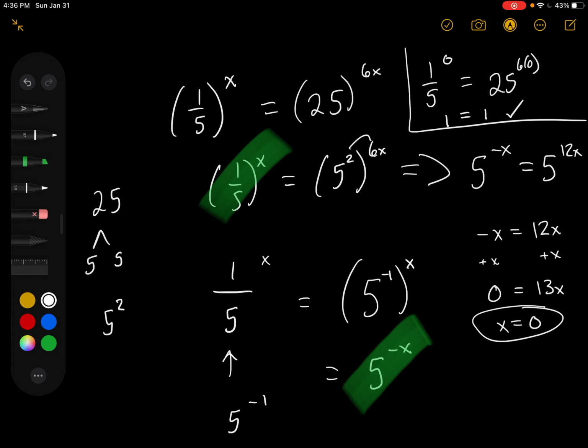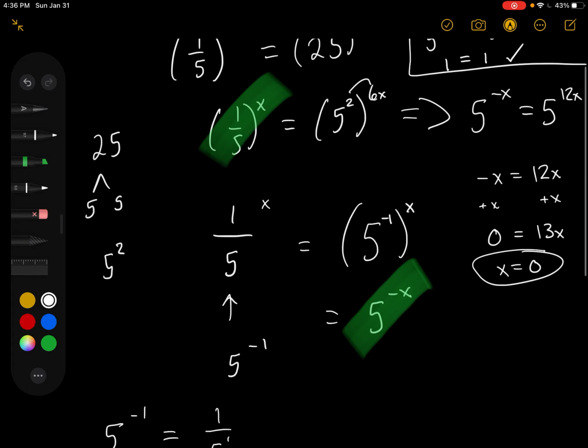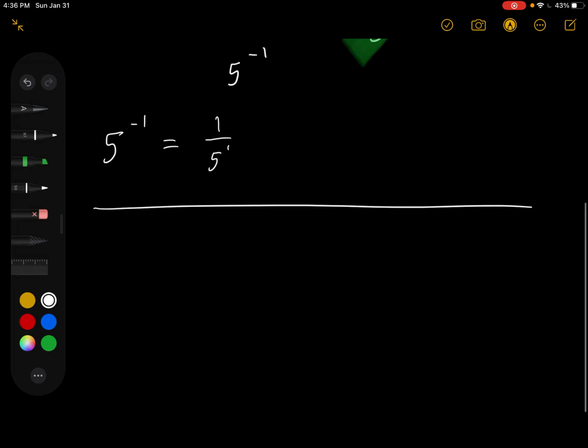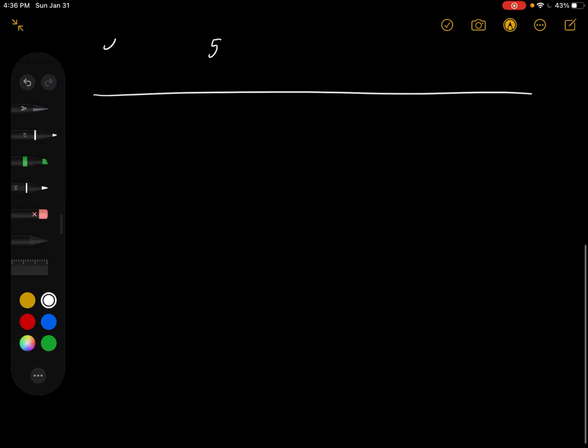The big takeaway from this is that we can take something like 1 over 5 and change it to 5 to the negative first power to make our bases equal. It's a little bit of playing around with our operations there, but that lets us go through and do what we need to do. One more example for this, because it is a bit of a challenge skill.